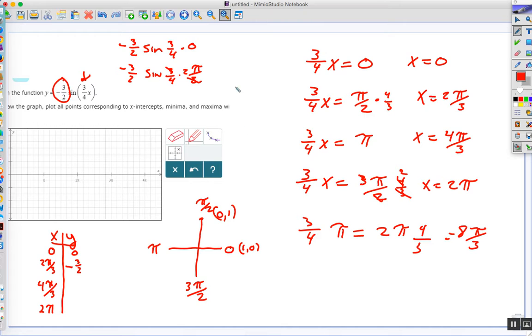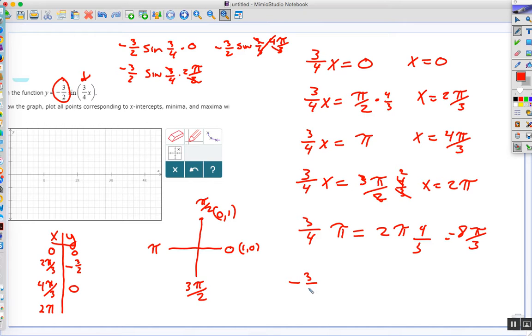Okay, so let's go ahead and plug in 4 pi over 3. So negative 3 halves, sine of 3 fourths, times 4 pi over 3. Those reduce to 1, those reduce to 1, so sine of pi. Well, we know that the sine of pi is 0. I'm going to take a guess at what this next one's going to be. If you guessed 3 halves, you are correct, but let's go ahead and plug it in.